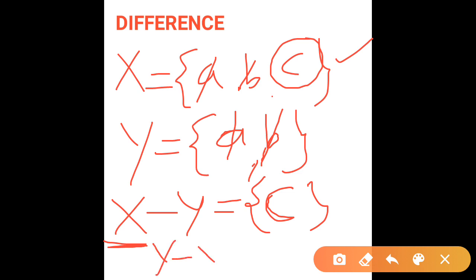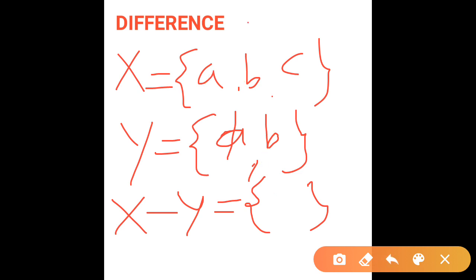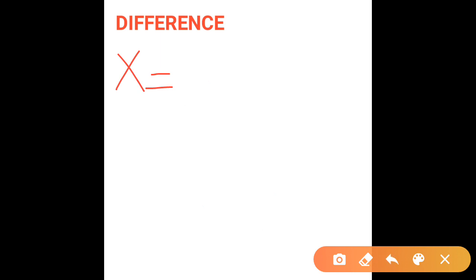So what about y minus x? Y minus x means you should write only the rest of the elements of y. After cutting the common or similar elements, in this y there are no remaining elements or rest of the elements. So that's why this is the empty set. Y minus x is the empty set, right? So this operation is very important. Difference means the symbol is minus.